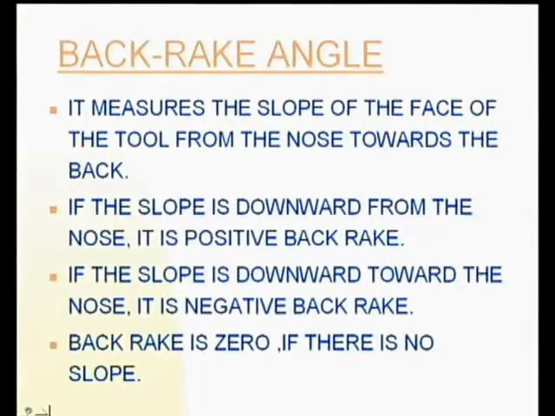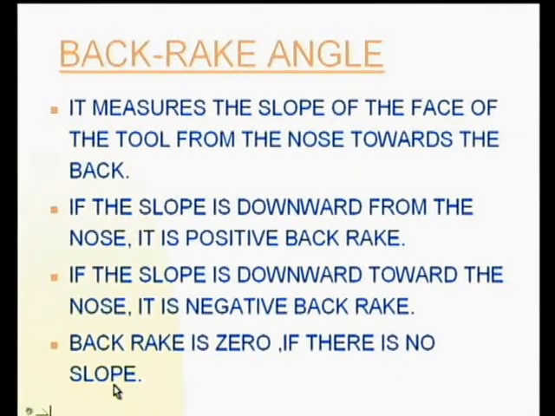The other case is when the slope is not at all there, it is plain only, the face is very plain, it is parallel to the base of the tool. Then back rake is 0 if there is no slope at all. Likewise, back rake may be positive, it may be negative, it may be 0 also. You know what is positive back rake, what is negative back rake, what is 0 back rake. Now we see it in the figure.